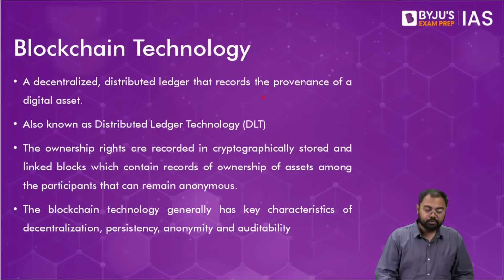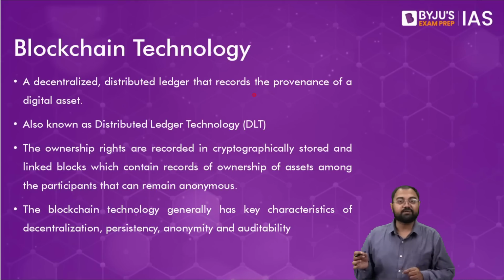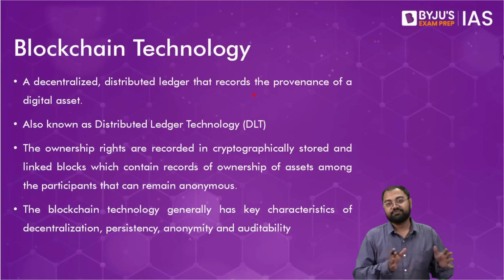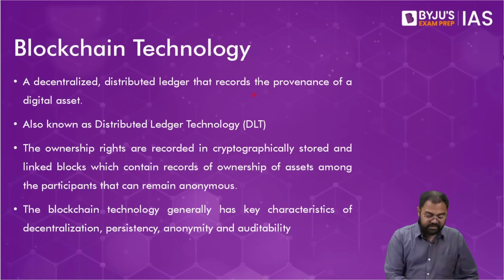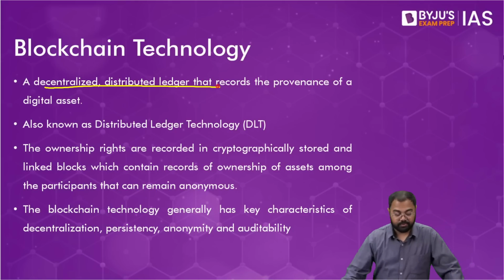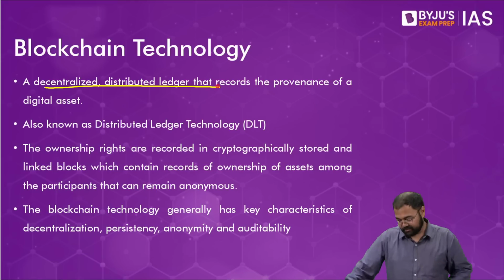So first and foremost, what do we mean by blockchain technology? We'll try to understand, and how does it function. These are two key areas to understand with regards to blockchain technology. So what we say is that it is a decentralized distributed ledger that records the provenance of a digital asset. All right, records the provenance of a digital asset.